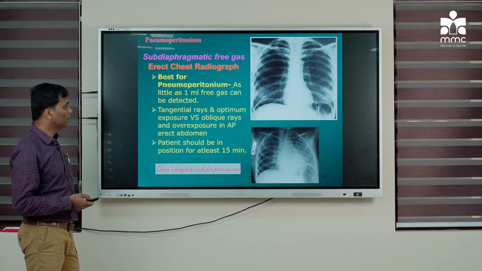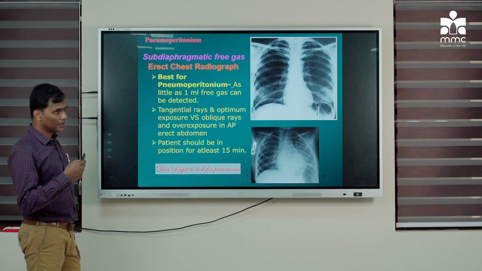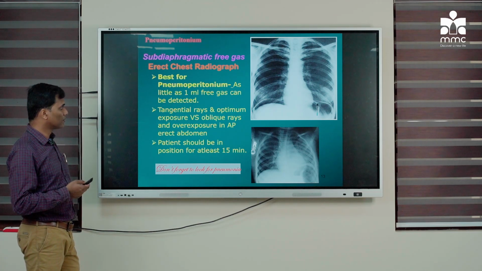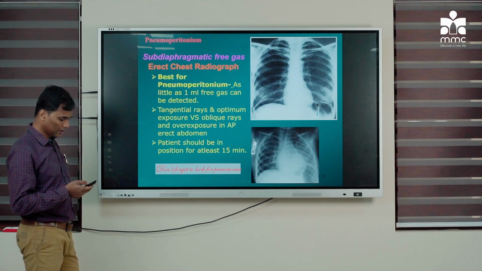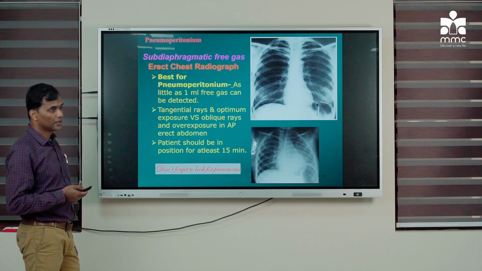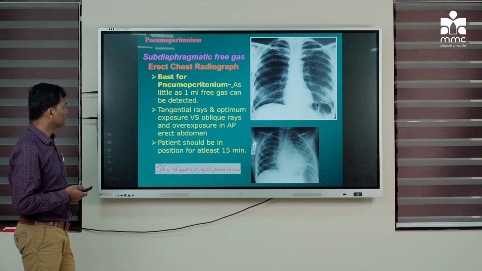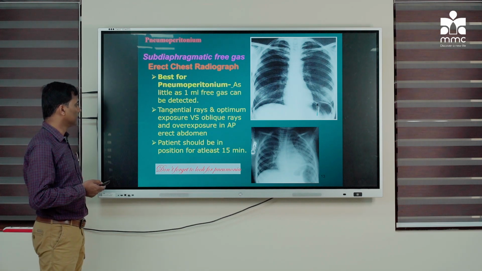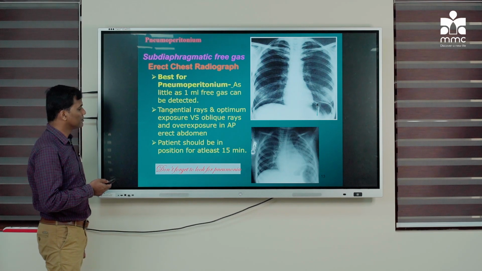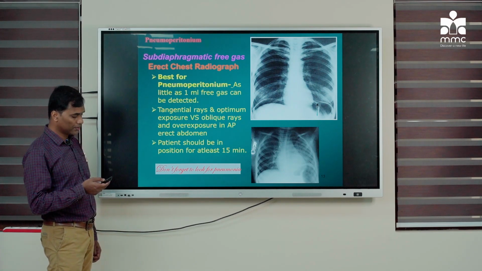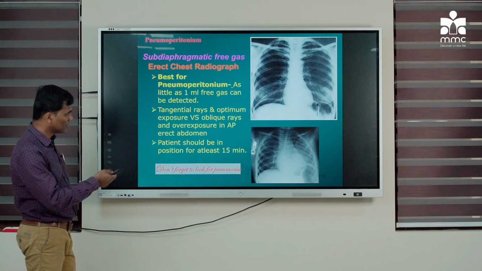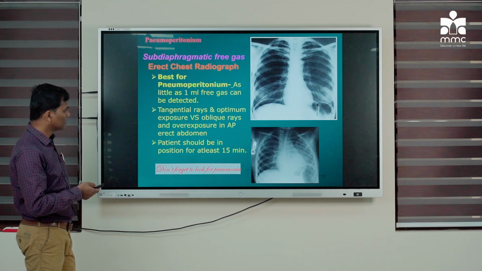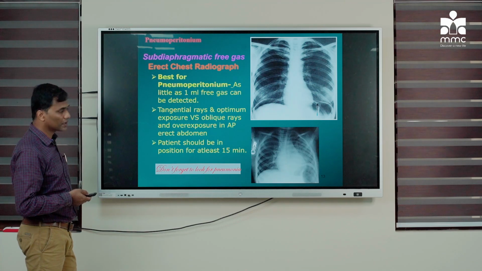Also, the abdominal X-ray is a bit overexposed, in the sense there may be black areas in the subdiaphragmatic region which may mimic air under the diaphragm. So that's why chest X-ray is best. And also it may show other lung pathologies, like in this case, in the lower image you can see the opacity in the left lower thorax. So that is a pneumonia, which may also present as acute abdomen.